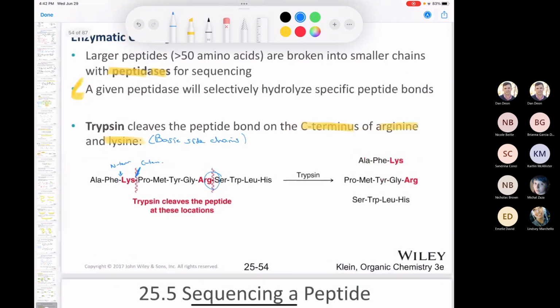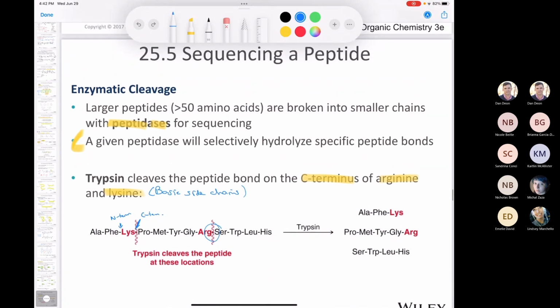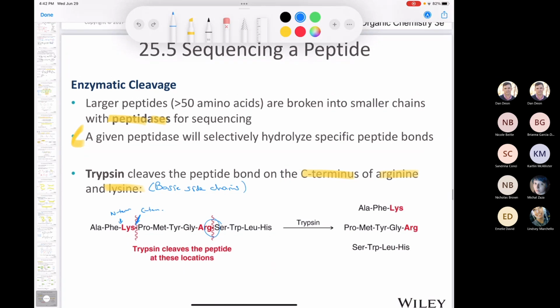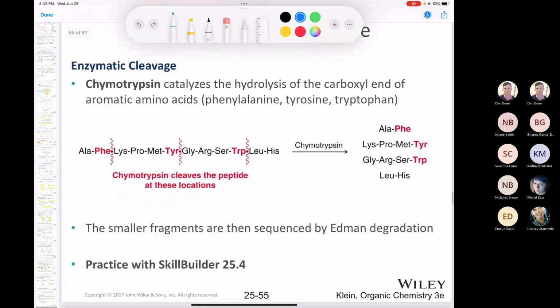Then what you could do is an Edman degradation on these and break them off, piece by piece, and figure out what their structures are. You could do it that way. That's one way. But there's an even better way, I think, of determining the structure of a peptide this size. Check this out. Chymotrypsin is another enzyme.